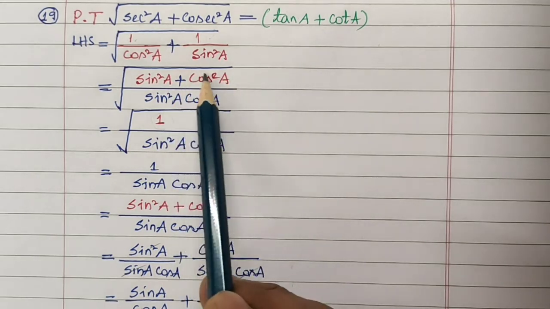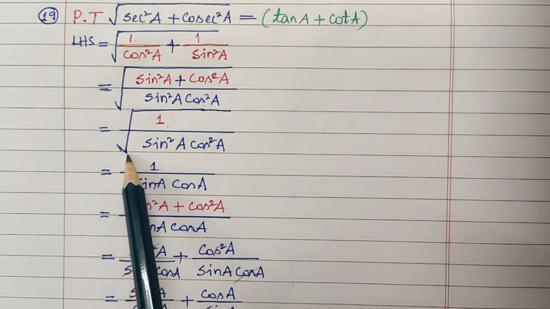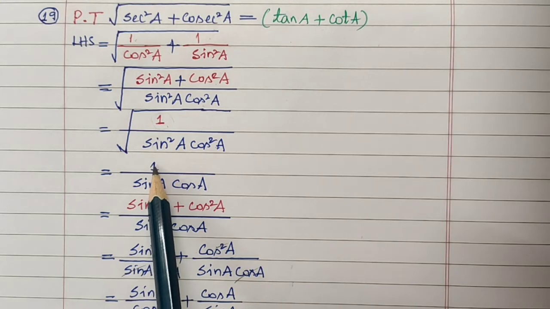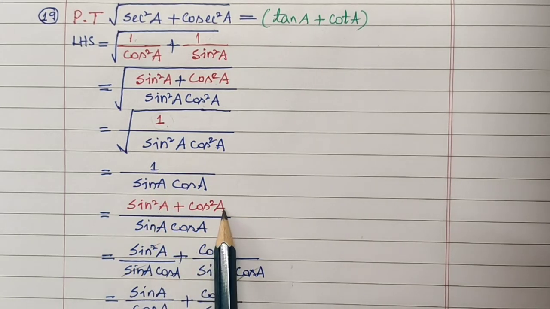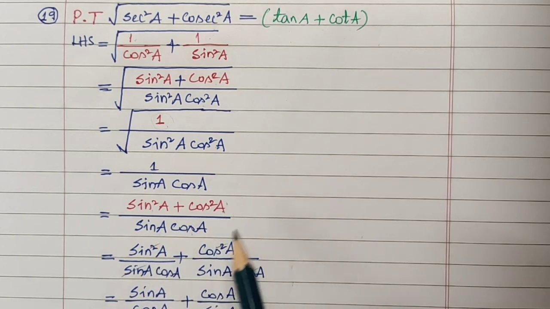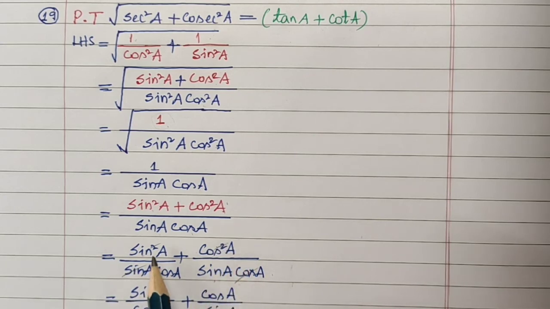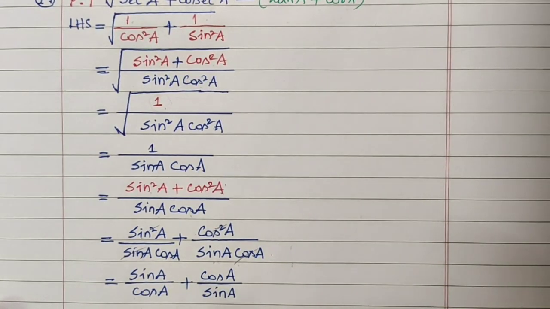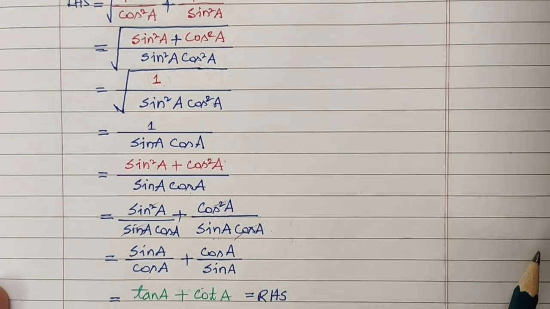So once again we are replacing this 1. Earlier we replaced sin square A plus cos square A by 1. Once we come out of this square root, we are replacing this 1 with sin square A plus cos square A. So then sin square A divided by sin A cos A plus cos square A divided by sin A cos A. One sin here will get cancelled with one sin, we are left out with sin A divided by cos A, and one cos A gets cancelled with cos A, we are left out with cos A divided by sin A. Sin A divided by cos A is tan A, plus cos A divided by sin A is cot A, which is equal to RHS.